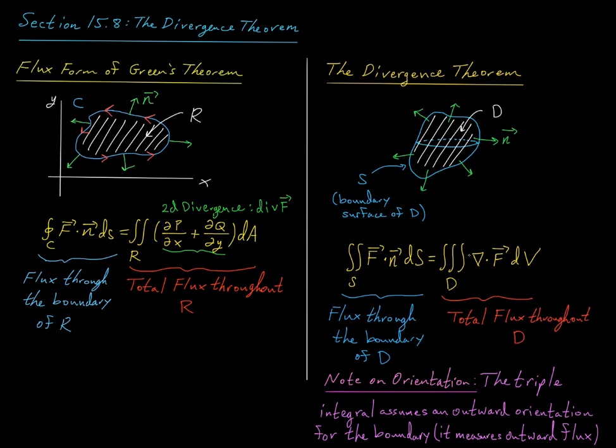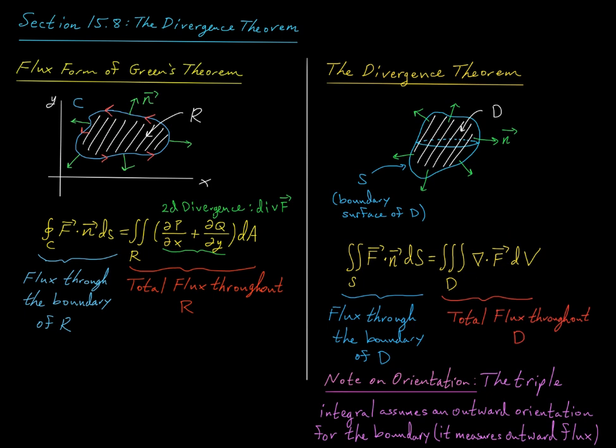Now a note here on orientation. The triple integral on the right assumes an outward orientation for the boundary surface. In other words, it is measuring outward flux, the rate at which fluid is exiting the solid. If it does turn out that the boundary surface is oriented so the normal vectors are pointing inward, then the integral on the left would actually be the opposite of this triple integral, but that's an easy fix. We can just introduce a negative. It's the same issue we saw with Green's theorem and orientation there.